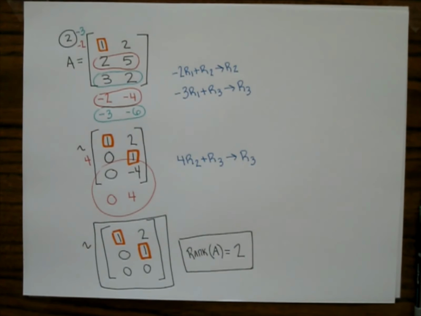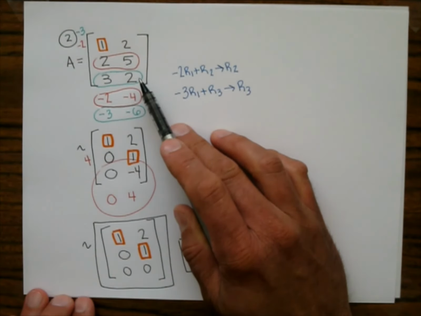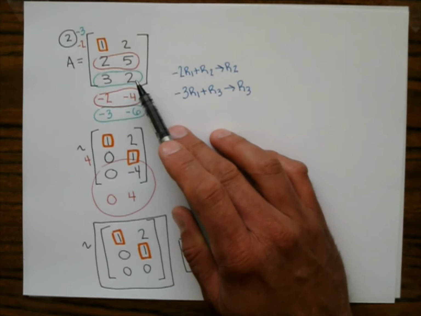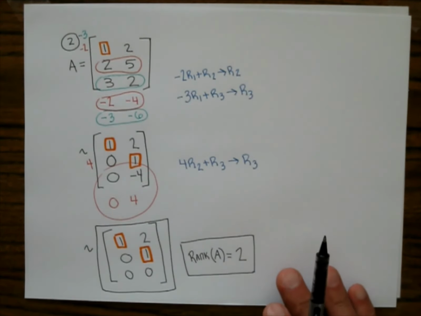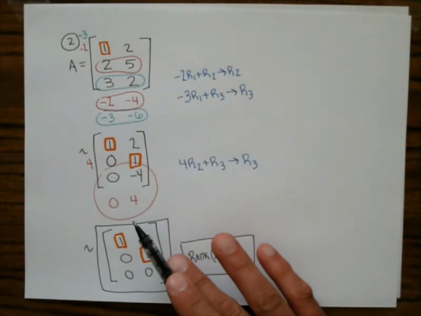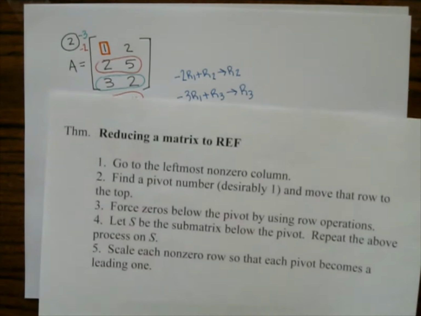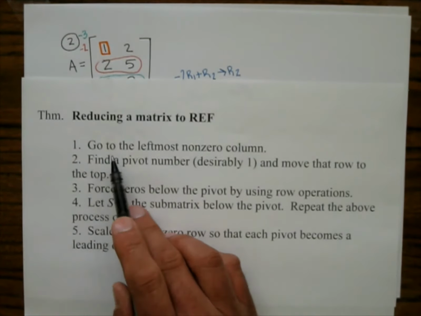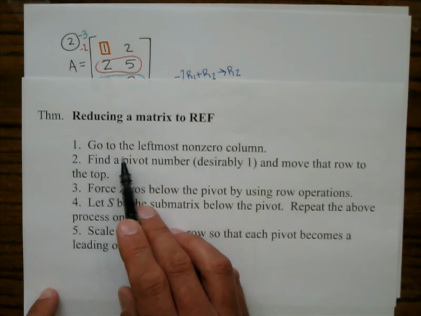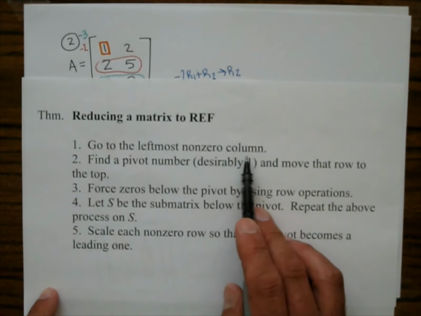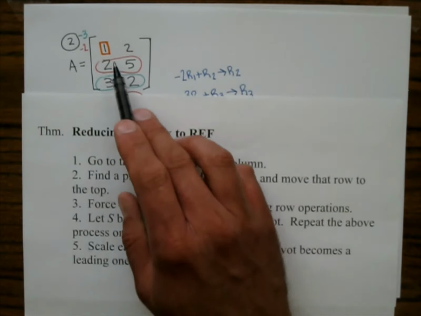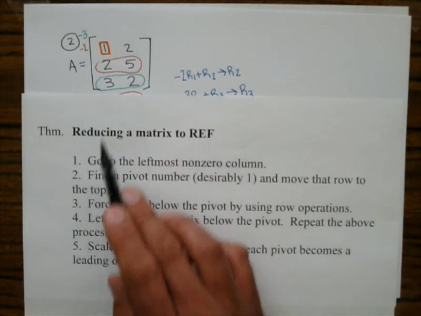Okay, so you might have noticed in this one that there's probably some sort of algorithm for taking a matrix and reducing it to REF. So let's go over this algorithm, and I'll show you this. It's on the definition sheet, and you're going to see we kind of did that here. So let's just see what we have. Reducing a matrix to REF. Go to the leftmost non-zero column. And that's what we did here. So we went to that column.